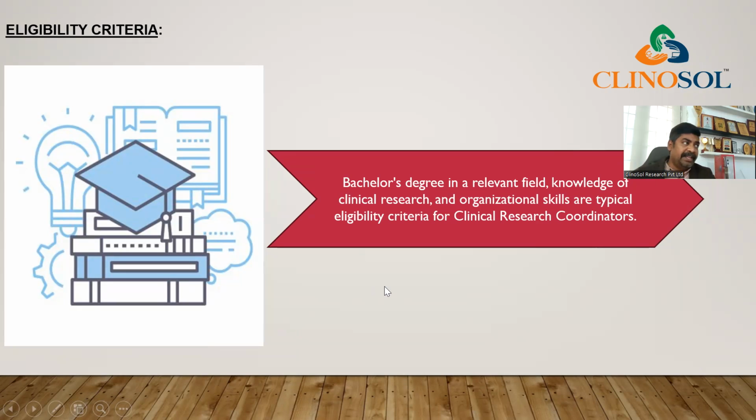So what are the eligibility criteria? Who can become a clinical research coordinator? You need to at least have a bachelor's degree in a relevant field such as pharmacy, nursing, or life sciences, with knowledge of clinical research and also organizational skills. Typically, a person who has a bachelor's or master's degree in life sciences, pharmacy, nursing, or dentistry can become a CRC, which is also called a clinical research coordinator.